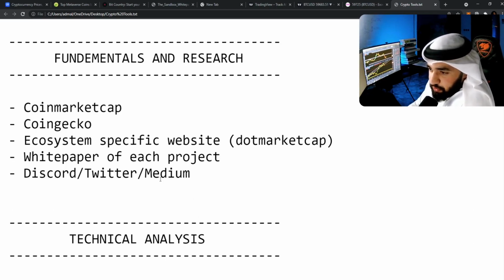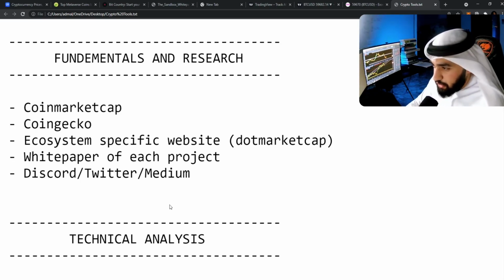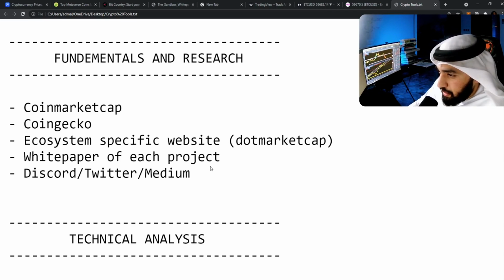Then you look at Discord, Twitter, and Medium, just to make sure the team is alive and they're working on something, and they're not just telling you, okay, we have certain projects, a nice white paper, a nice website, and it's trading, but at the end they rug pull you and take all your money.